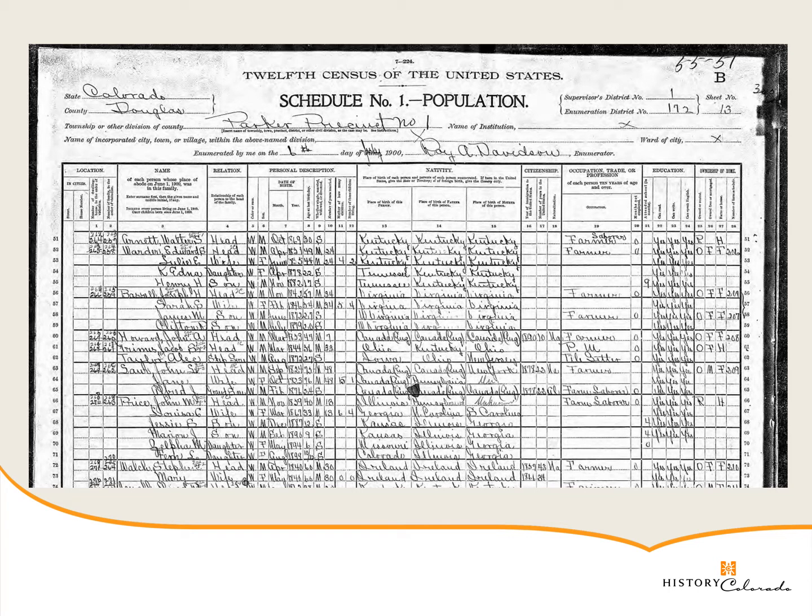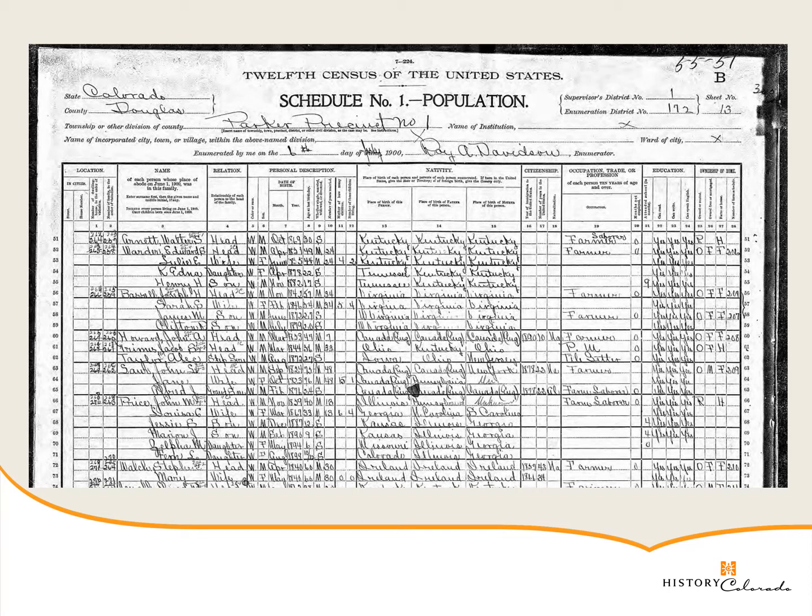Next column is relationship to the head of household, followed by race, gender, month and year that they were born, their age at their last birthday. This is somewhat reliable. Marital status, including single, married, widowed, divorced, are usually the ones that are in there. Number of years married, number of children that they have given birth to, and number of those children who are still living. This is on the women's lines only.